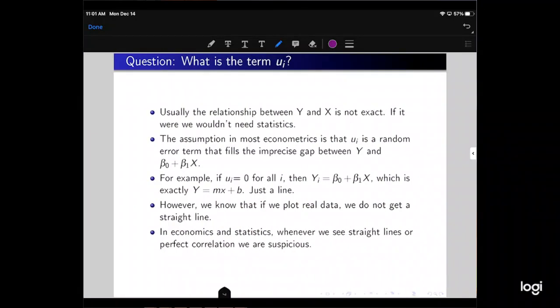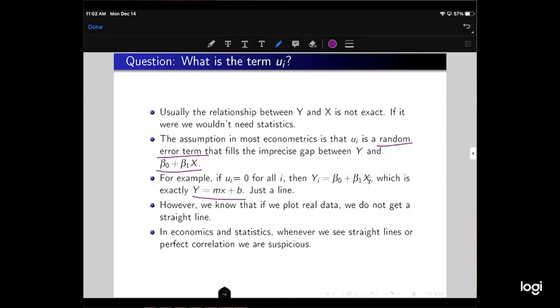What about the ui? What about this error term? Why do we have that? Usually the relationship between y and x is not exact. If it were, we wouldn't need statistics. The assumption in most econometrics is that the ui is a random error term. You're going to need to know this going forward. The ui is a random error term that fills the imprecise gap between y and the right-hand side, beta 0 plus beta 1 x. For example, if ui is equal to 0 for all i, for all rows in our data, then yi equals beta 0 plus beta 1 xi, which is exactly the equation for a line, y equals mx plus b.